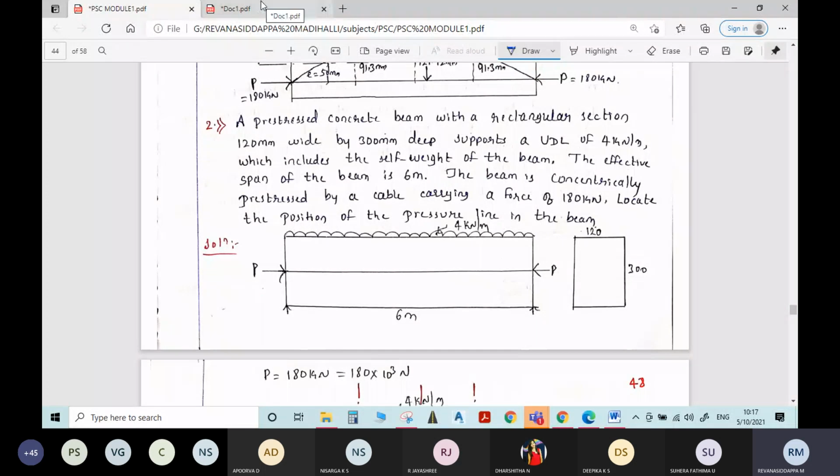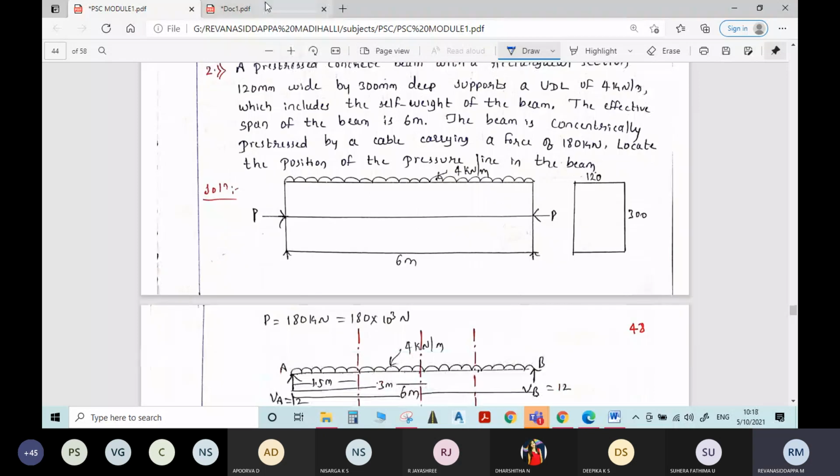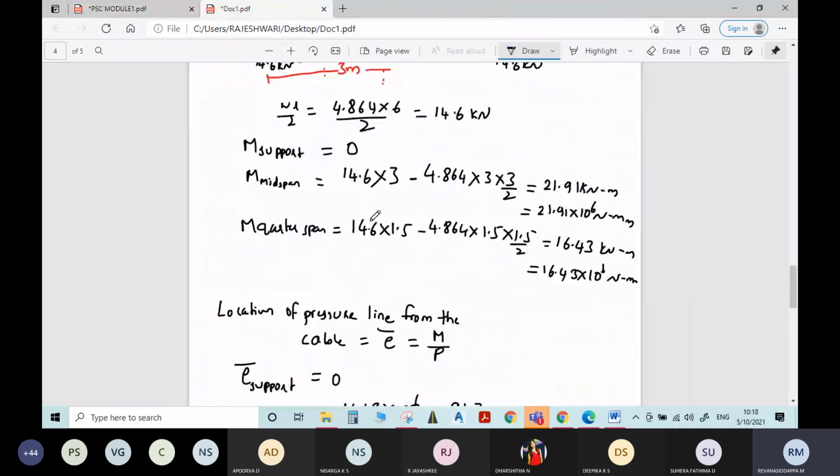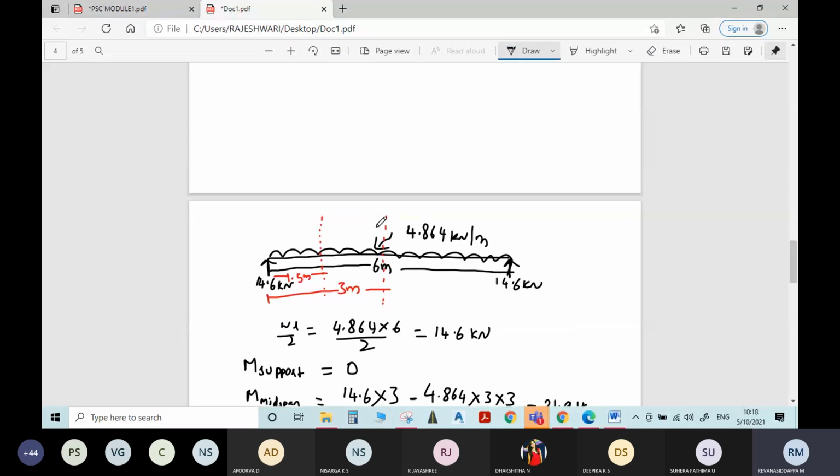Shall we solve now? Here it will be 4 kilonewton per meter. Here the reaction will change. What will be the reaction here? 4 into 6 divided by 2. I think 12 it is, right? We'll get 12 kilonewton.